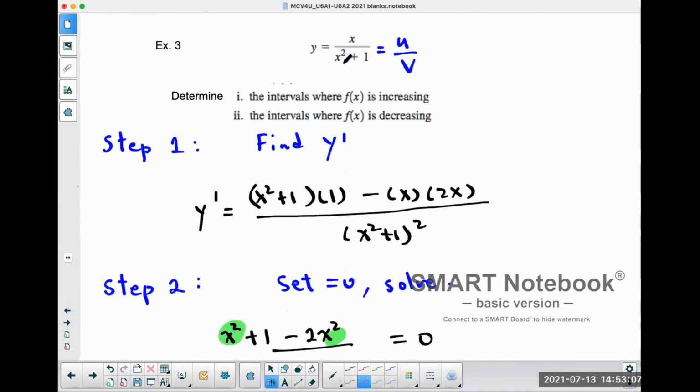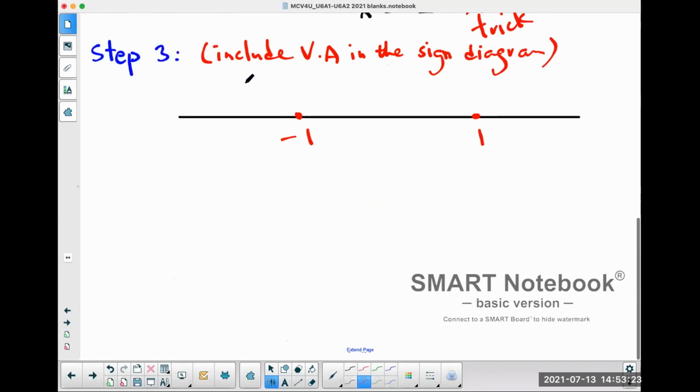Good news. Can x squared plus 1 ever equal to 0? Well, no solution. So there is no vertical asymptote in this case. So I don't have to worry about it, right? So if there's a vertical asymptote, we do have to include it in the sign diagram. And that's usually the most common mistake.